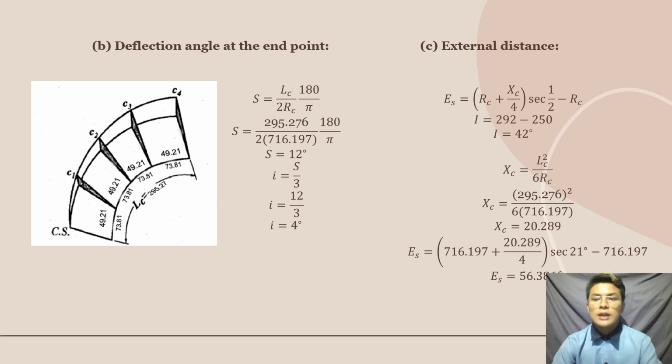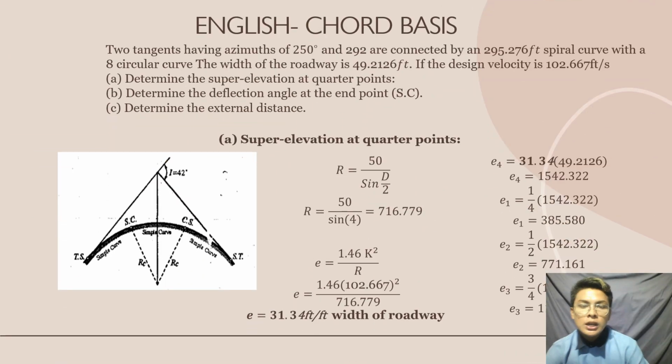Next is using the English chord basis. Same as given earlier, but in this problem you must use R equals 50 divided by sine of the degree of the curve divided by 2. The degree of our curve is 8, divided by 2 is 4. So R is equal to 716.779.